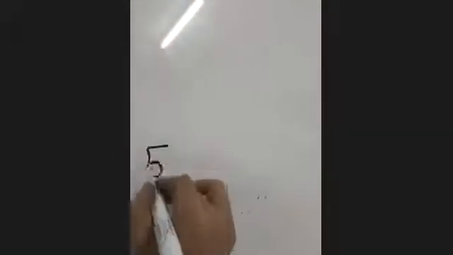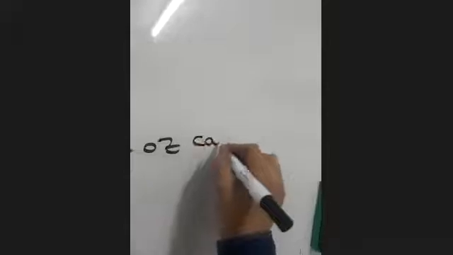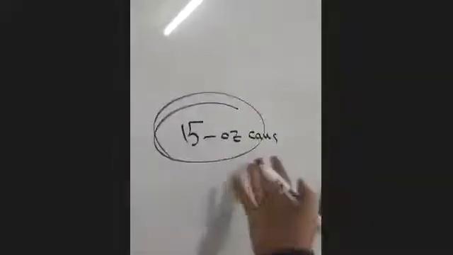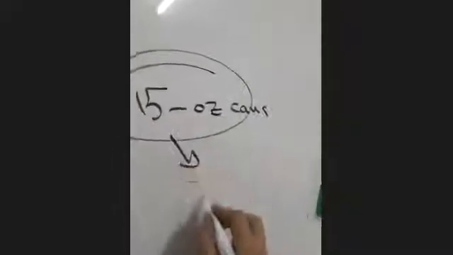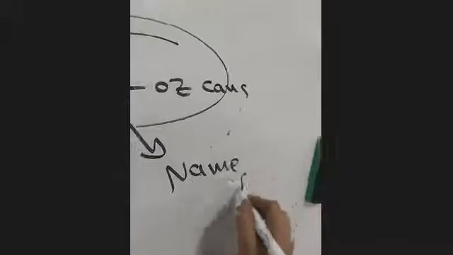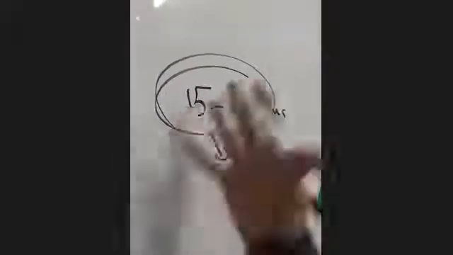And by the way, so you don't get confused, the word 15 ounce cans, see it? 15 ounce, this is a name, not a value. This is a name, not a value, okay? Name, just name. Forget it. Continue.